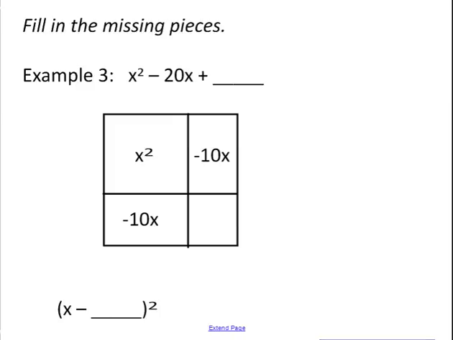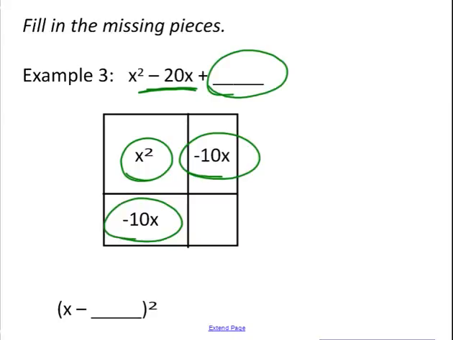For example 3, we want to fill in the missing pieces. So what I'm looking for is this number right here. If I have x squared, I'm going to put the x squared in the upper left-hand corner. If I have negative 20x, well, I'm telling you now that I want to divide those evenly between these two rectangles. If I have negative 20 divided evenly, I need negative 10 in each box. So negative 10x and negative 10x.